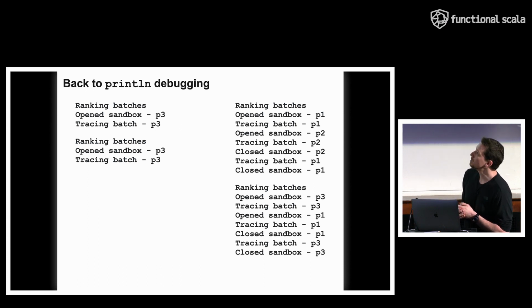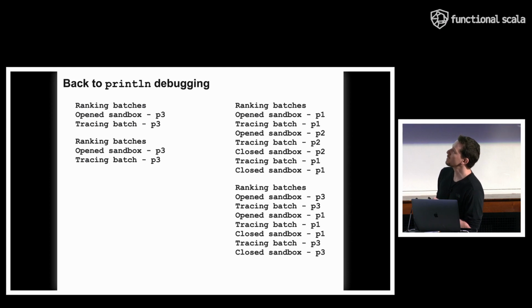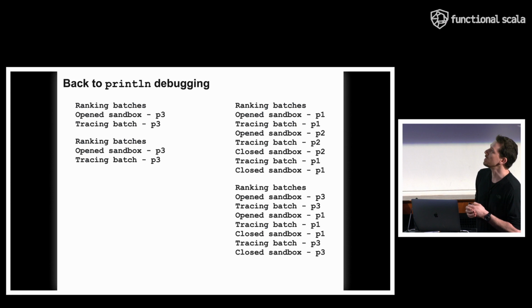What we see in our buggy trace is that we're opening the sandbox for P3, but then we never close it and try to open it again. And that's our corruption here. The rules of the sandbox API are that we cannot open the same provider twice without closing it in between. So somehow we managed to open it twice without closing it at all.